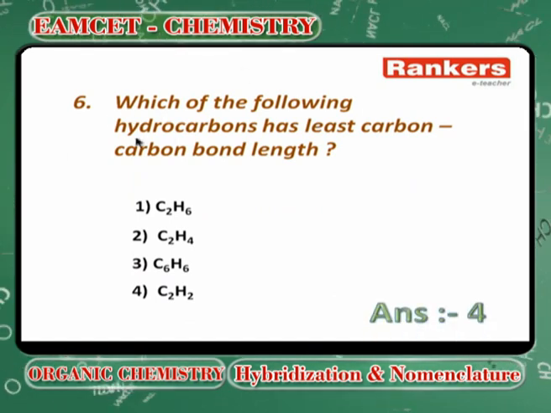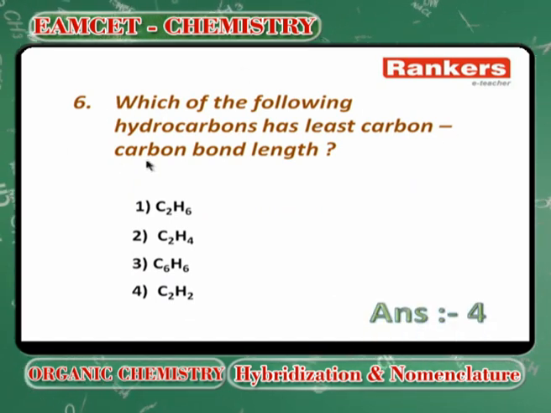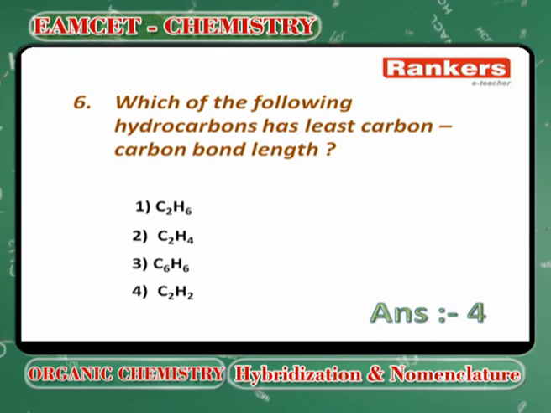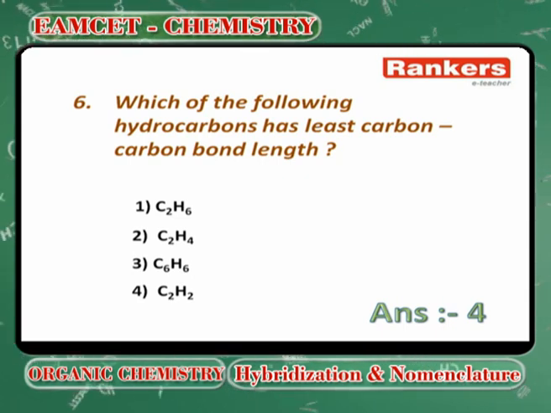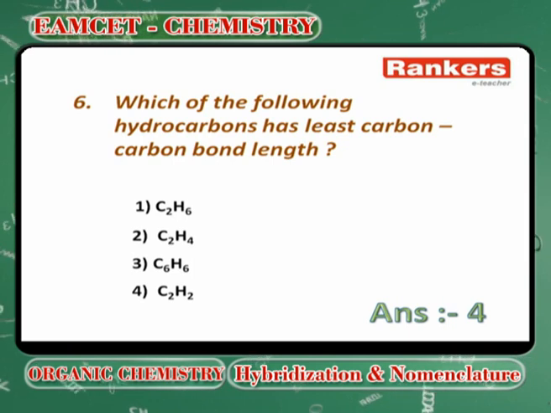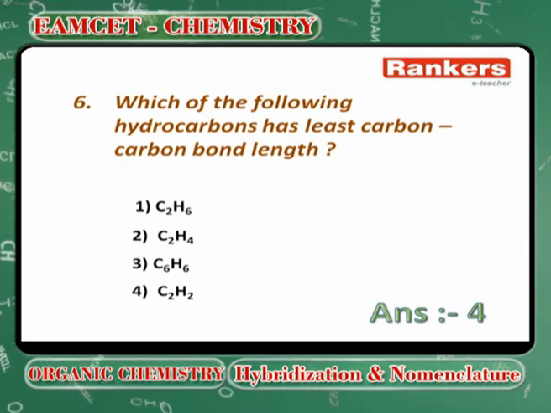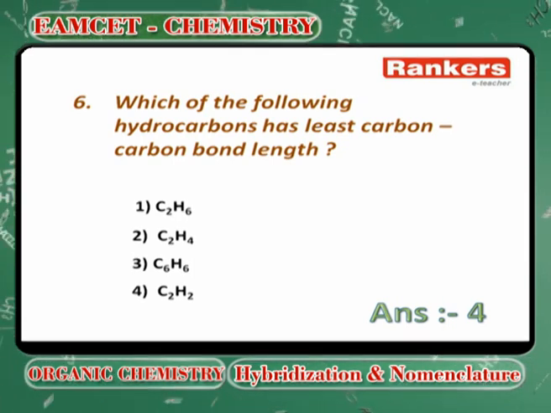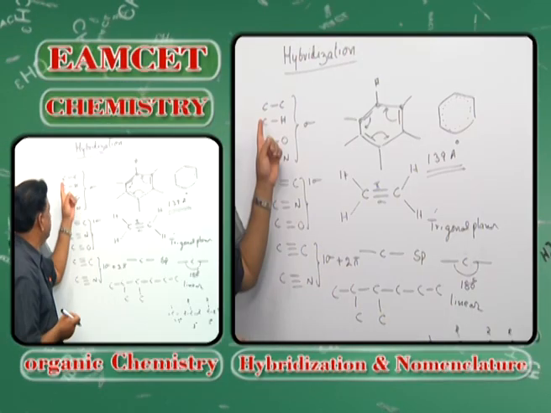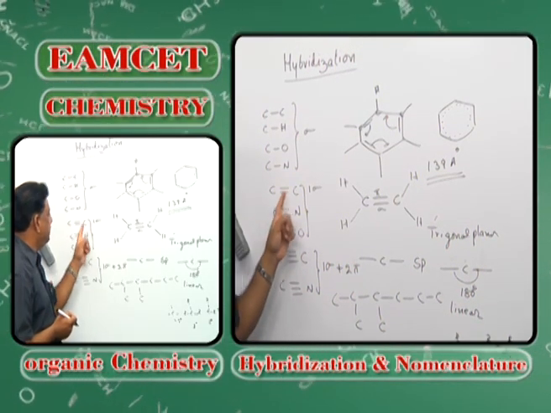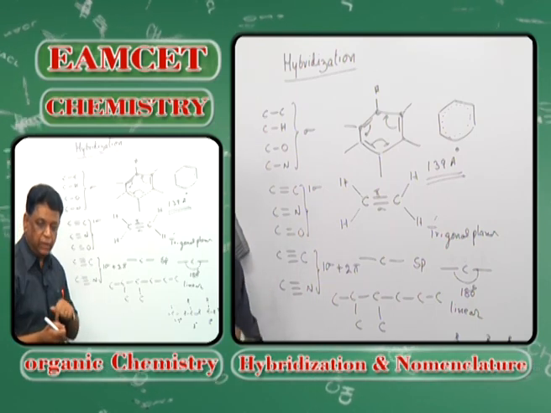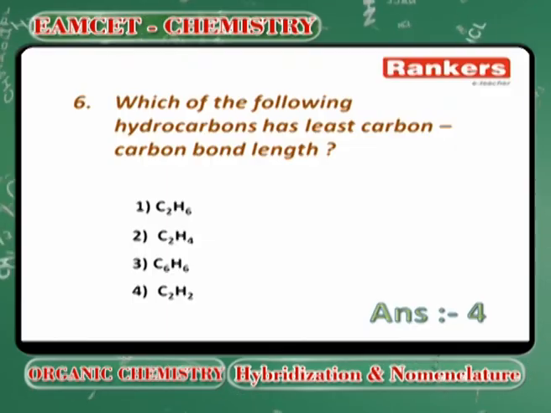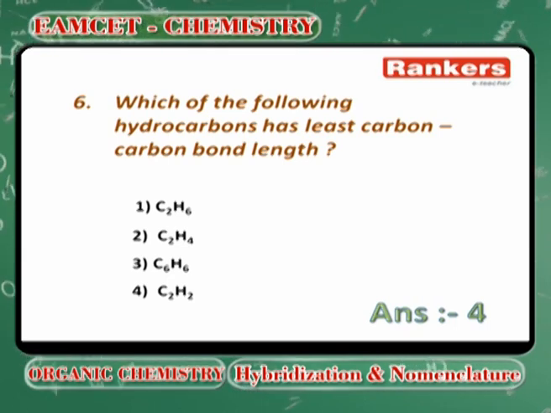Which of the following hydrocarbons has the least carbon-carbon bond length? As we have seen, there may be 3 types of bonds. Naturally, as the number of bonds increases, bond length decreases. As the number of attractive forces increases, bond length decreases. Whenever there is sp3 hybridization, bond length will be long because it is a sigma bond. Whenever sp2 hybridization, bond length is decreased. So therefore, the least carbon-carbon bond length you find in acetylene, that is, the 4th option is right. Next.